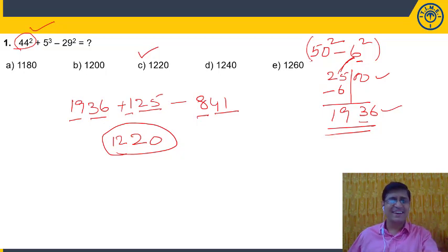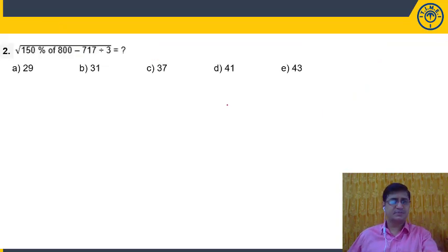Okay. Now look at the next example. Next question. Square root of 150% of 800 minus 713 divided by 3.